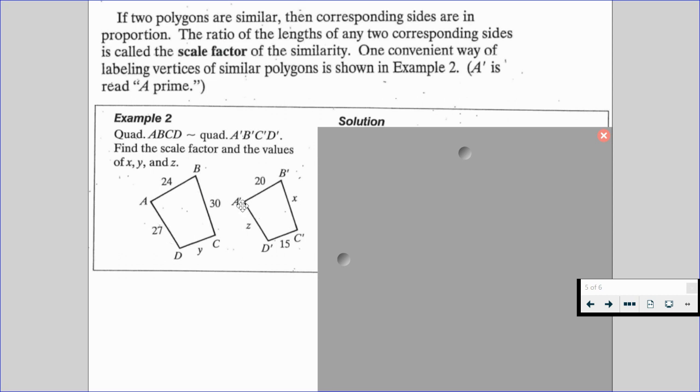AD corresponds to A prime, B prime. BC corresponds to B prime, C prime. And CD corresponds to C prime, D prime. So knowing this, we can find a relationship between our values.